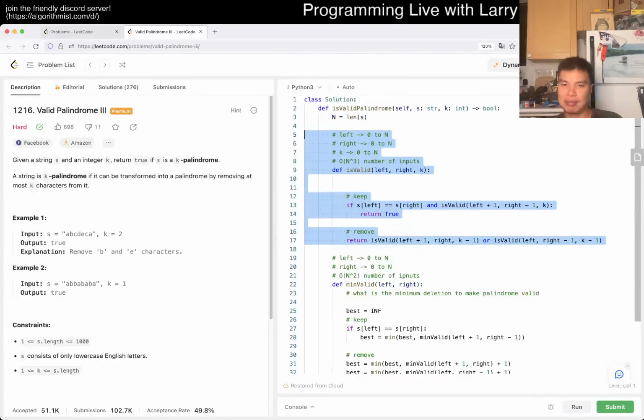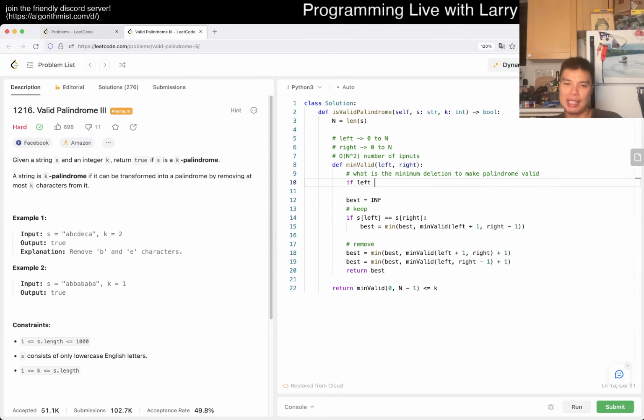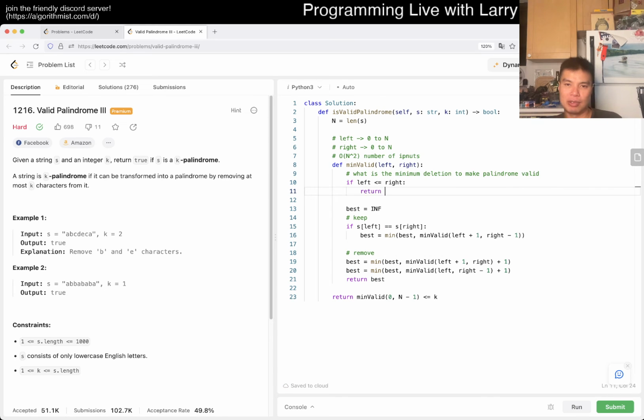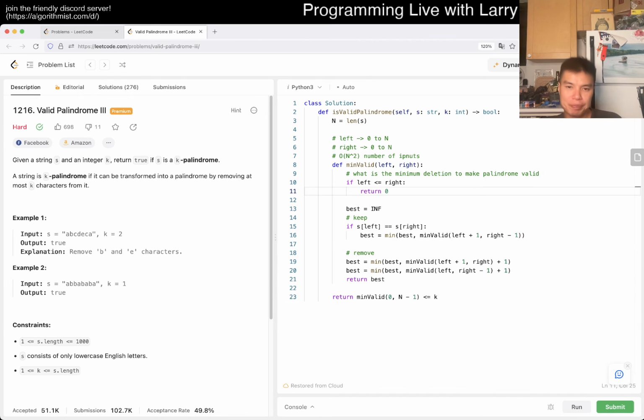I have to fill in some more. This is not done, but the idea is going to be right. So what's the base case? If we have 0 or 1 characters, then we're done, so we return 0 more deletions. Actually, I think that's pretty good, and this looks good.